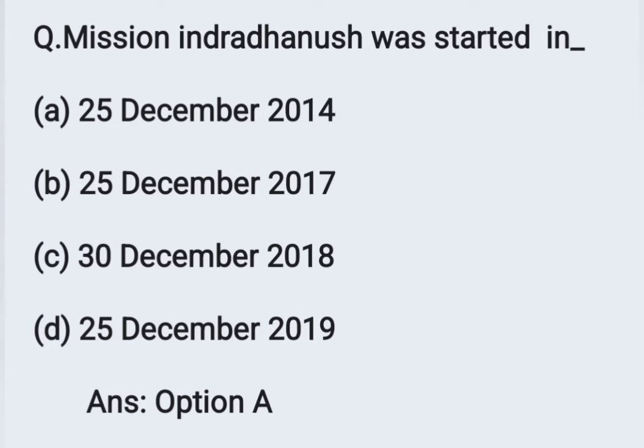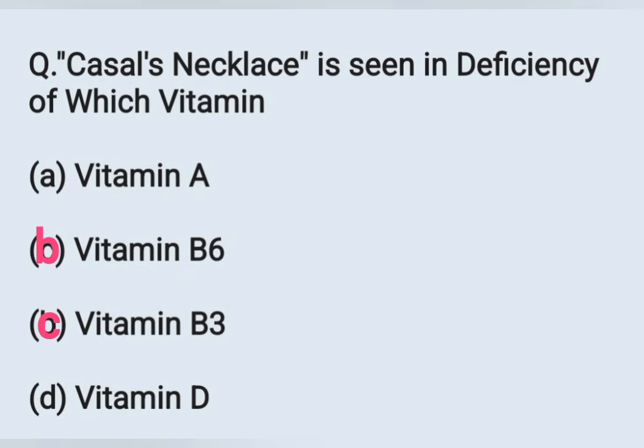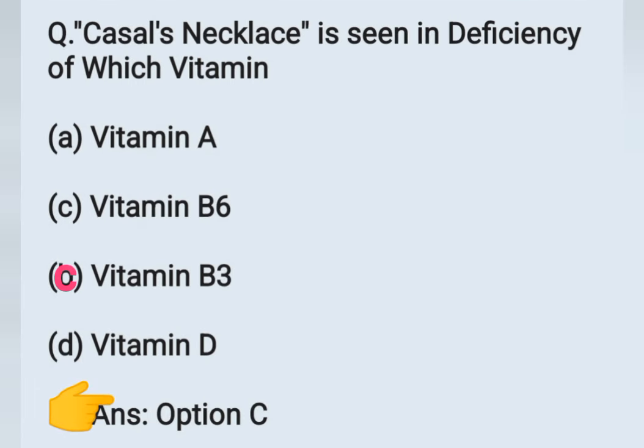And the next question is, casal's necklace is seen in deficiency of which vitamin? Options: option A, vitamin A; option B, vitamin B6; option C, vitamin B3; option D, vitamin D. Casal's necklace means it is a hyperpigmented scaly lesion which is present around the neck. It is mainly due to the deficiency of niacin. Niacin is vitamin B3. So here the correct answer is option C.